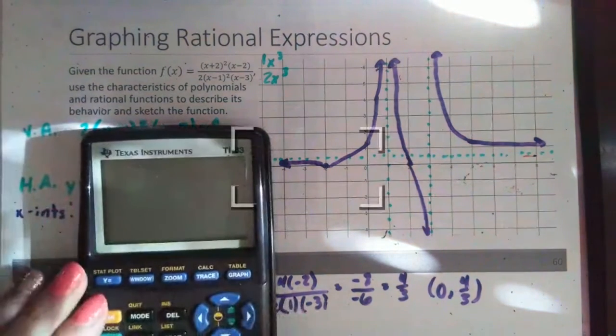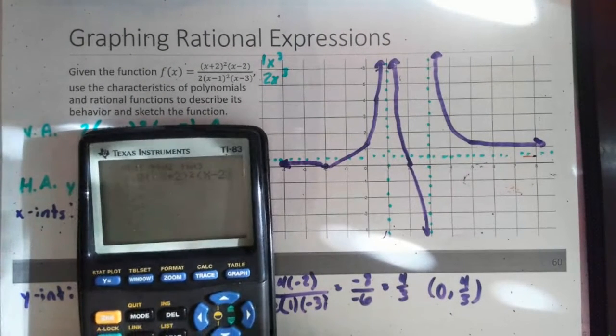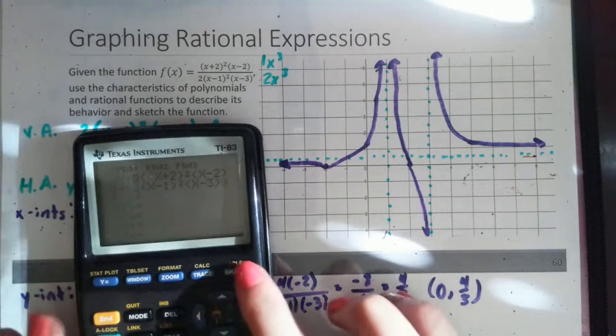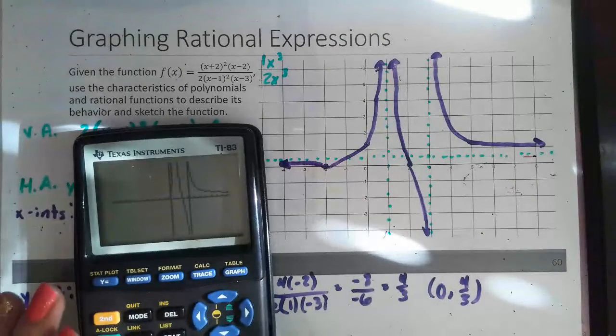If you go into your y equals, then in your numerator, be sure to put your numerator in parentheses. We have x plus 2 quantity squared times x minus 2, and then close the parentheses of the numerator. Divided by, open parentheses for your denominator, 2 times x minus 1 quantity squared times x minus 3. Graph. All right, so that's not the best visual, but we are kind of getting a look at it.